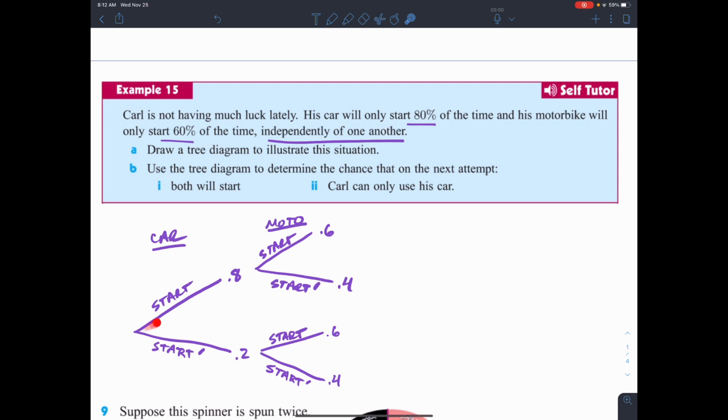And then as you go down each branch, all of this will also add up to 100%. Okay, so we're looking at what's the probability that both will start. So both starting would be going down these two branches. So that's going to be 0.8 times 0.6, which is 0.48. So the probability that both start is going to equal 0.48. Awesome.